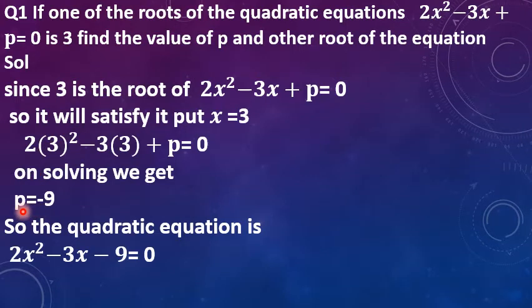Now after getting p equals minus 9, we put this value of p in the given equation 2x square minus 3x plus p equals 0. And that equation becomes 2x square minus 3x minus 9 equals 0, which is the required quadratic equation.